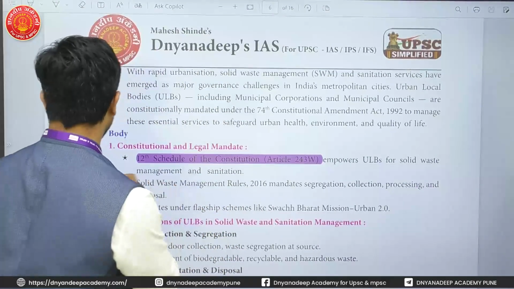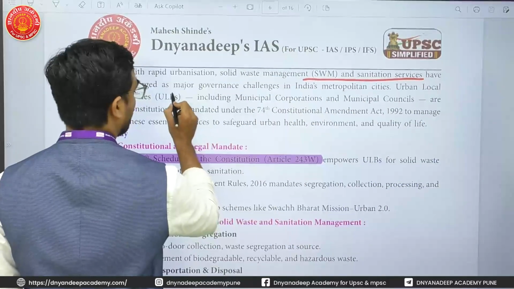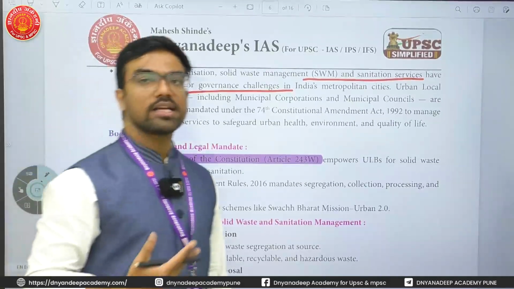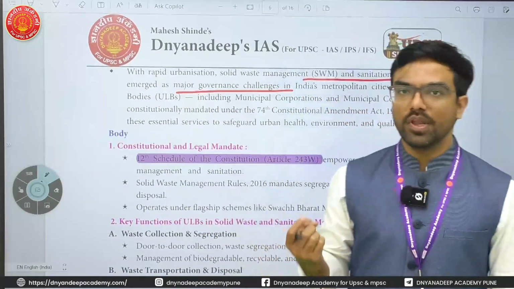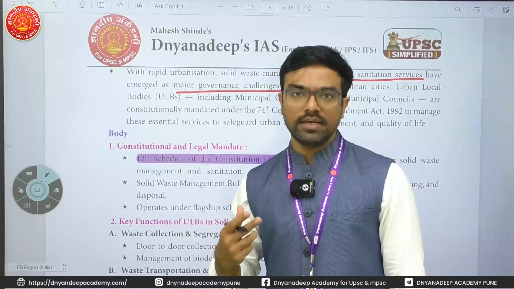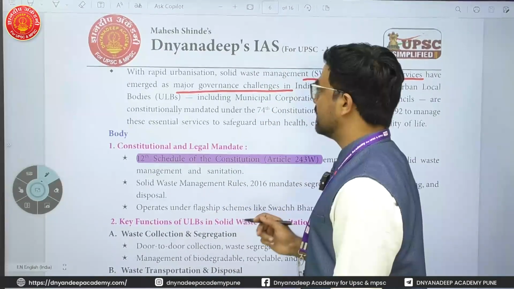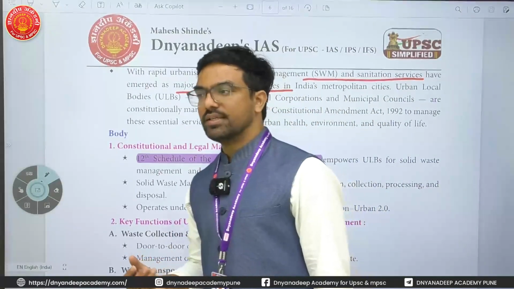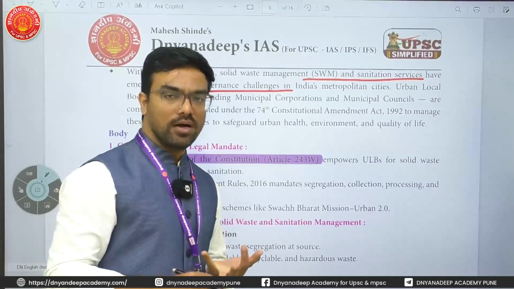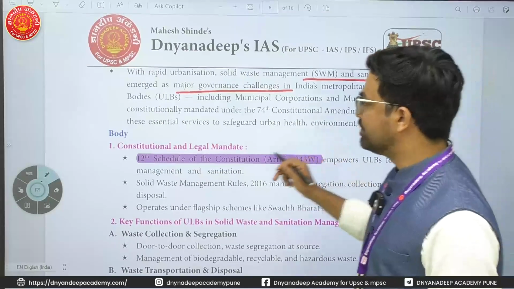Because of the unplanned, rapid urbanization, solid waste management and sanitation services have emerged as a major governance challenge in metropolitan cities. And urban local bodies are constitutionally mandated under the 74th Constitutional Amendment and the 12th Schedule to ensure proper solid waste management and provide sanitary services. So we can give this in the introduction: how rapid urbanization has created this problem, and how urban local bodies are constitutionally mandated to provide these services.